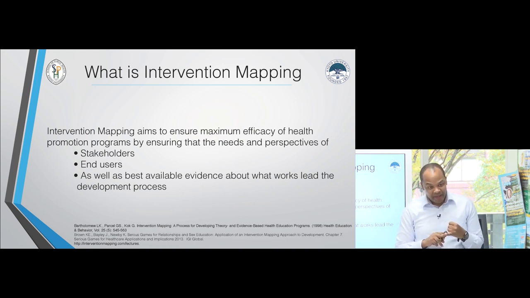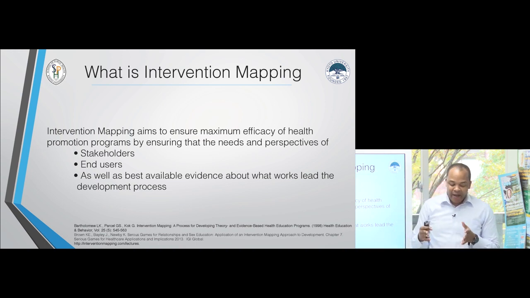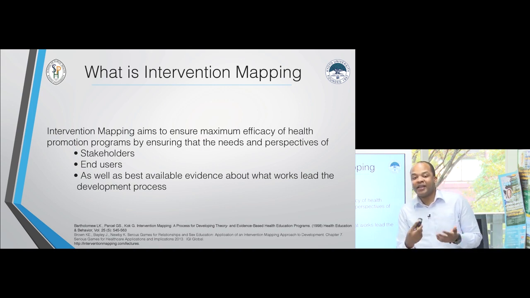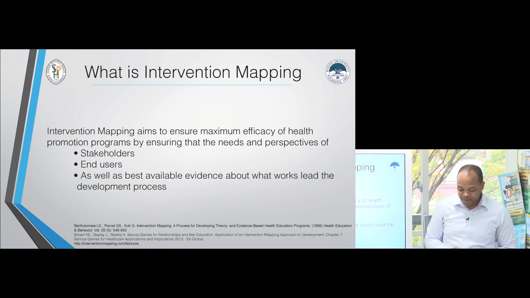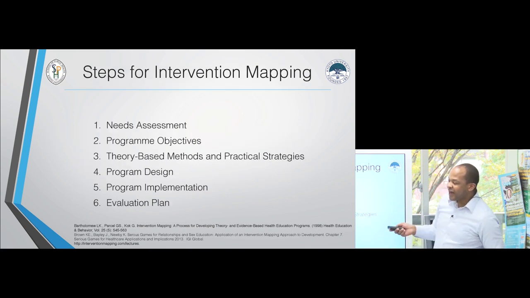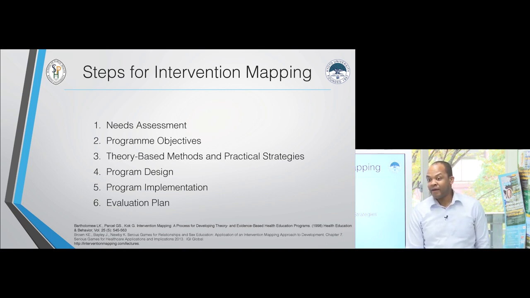1, stakeholders, 2, the end users of the programs, and then 3, evidence in the field. So linking all these things together in designing or developing the certain intervention that you are looking at. And in our case, it's probably serious games, right? So here are the 6 steps that are involved in intervention mapping.